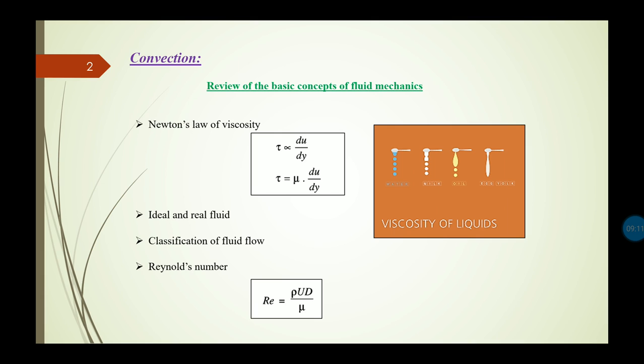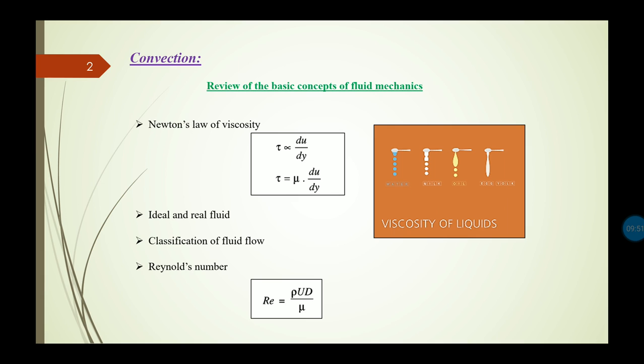Now this formula, or Newton's law of viscosity, can be represented as tau equals mu du/dy. So what is this mu? This mu is the constant of proportionality, and it is known as the coefficient of dynamic viscosity. And du/dy is the rate of shear deformation. It is also known as the velocity gradient.